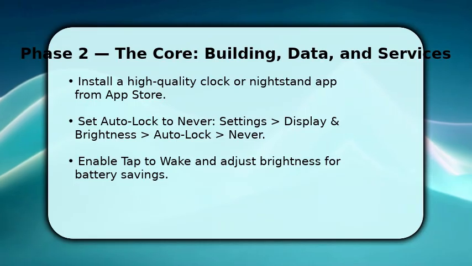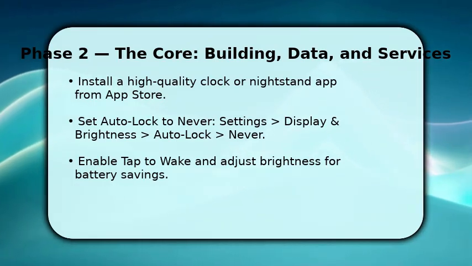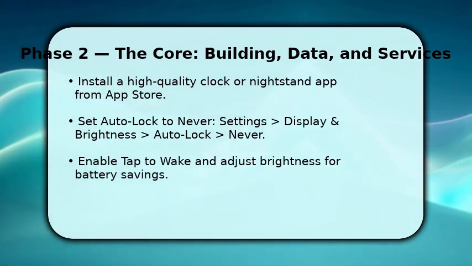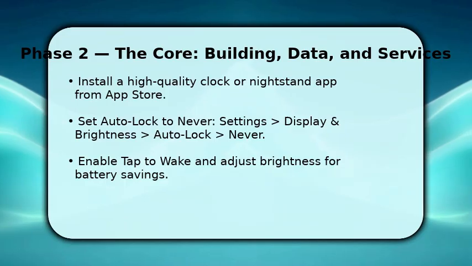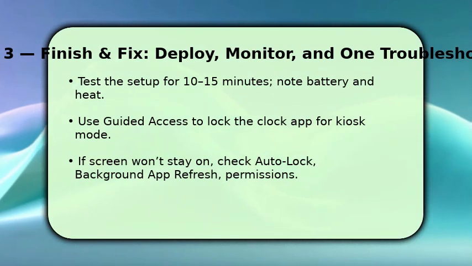Make adjustments. Lower brightness, pick dark colors, and disable unnecessary animations for efficiency. Finish by testing your chosen method for a realistic period, because constant on-screen time affects battery and heat.